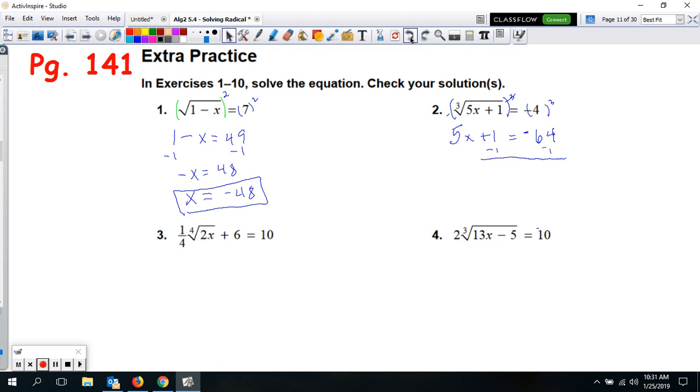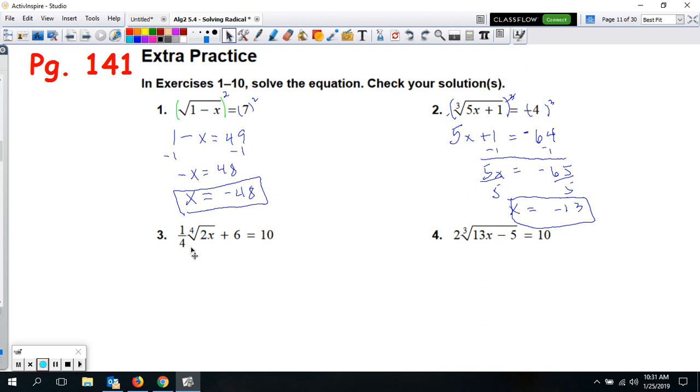So we're going to subtract the 1 from both sides. That's going to give us 5x is equal to negative 65, and then divide both sides by 5. So negative 65 divided by 5 would give us negative 13 for an answer. And again, we can plug that negative 13 back in here for x and multiply it, add the 1, and see if the cube root of that number would be negative 4, and it would in that case.